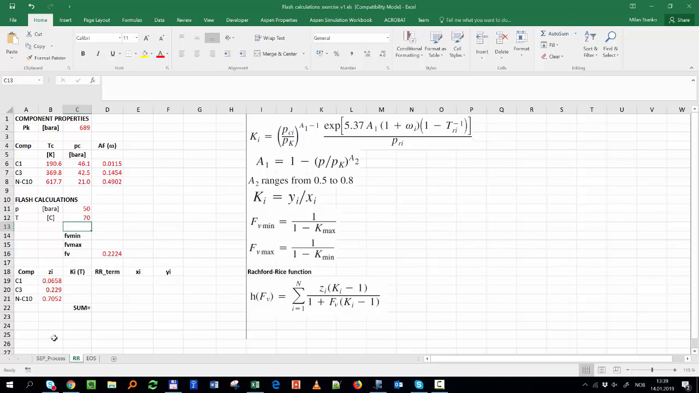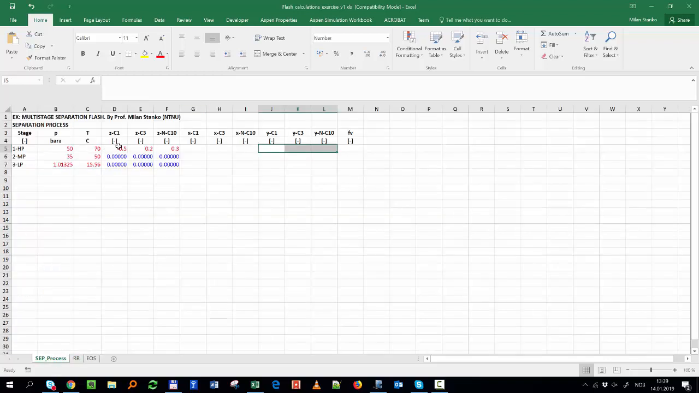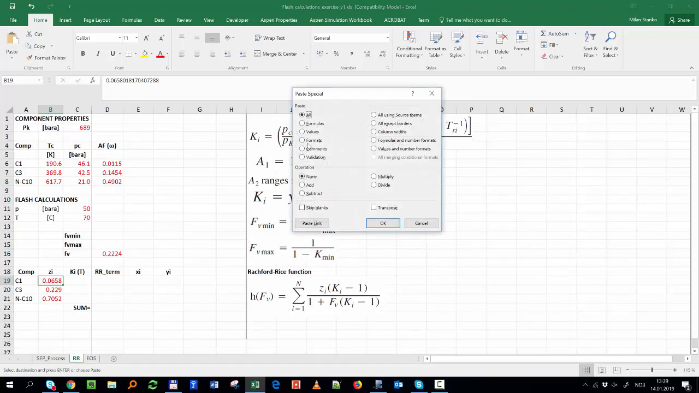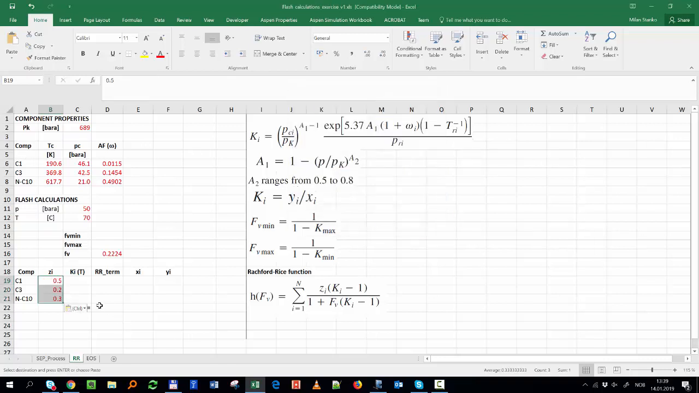And then I have the composition. I can copy the composition from here, and to paste it, I have to be careful. It has to be transposed. So I go paste special, only values, and transpose. Okay, 0.5, 0.2, 0.3. So now the first step is to calculate this K, the splitting ratio.